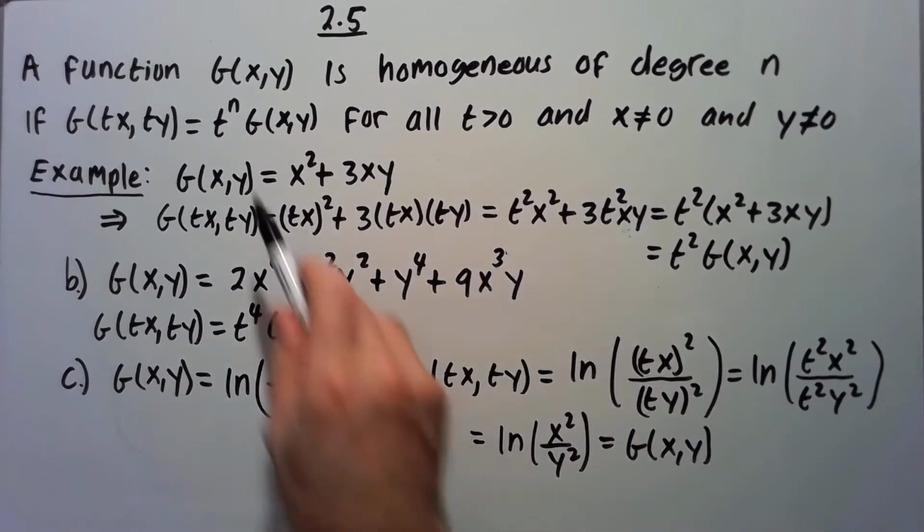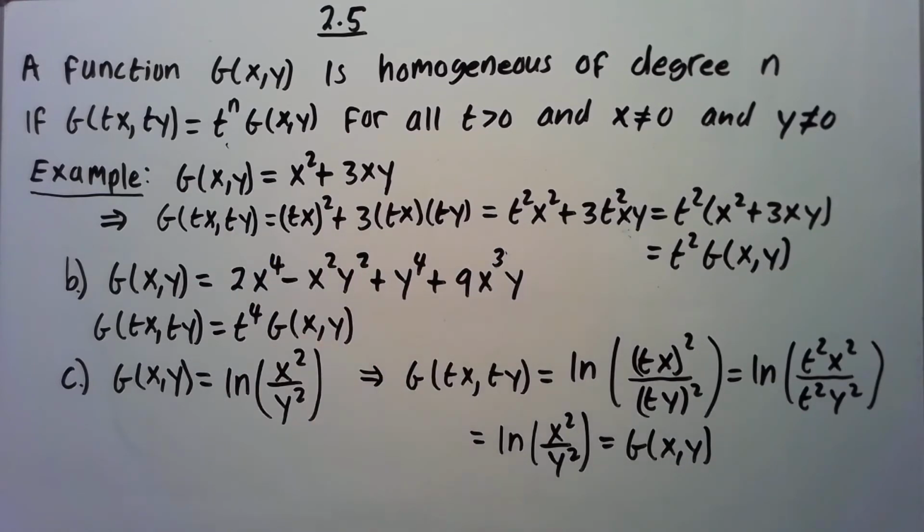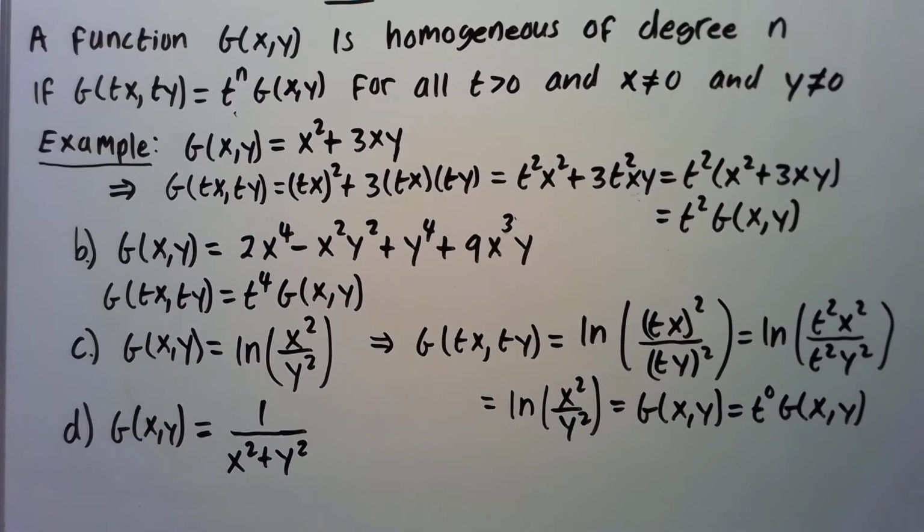We might say, well, there's no t to the n in front. Well, you can think of it as a 1 here, so you can think of it as t to the 0 if you want. So you can write it as t to the 0 times g(x, y). So this one is homogeneous of degree 0. Let's look at one more example. Okay, so our last example, g(x, y) equals 1 over x squared plus y squared.